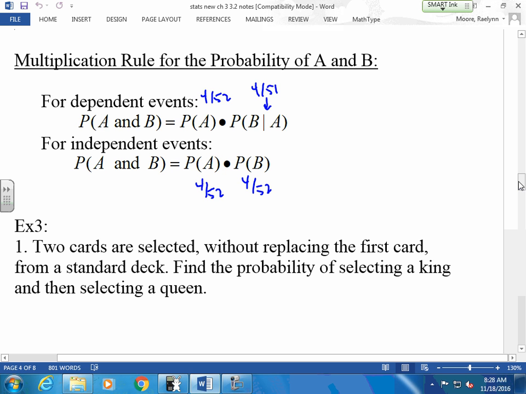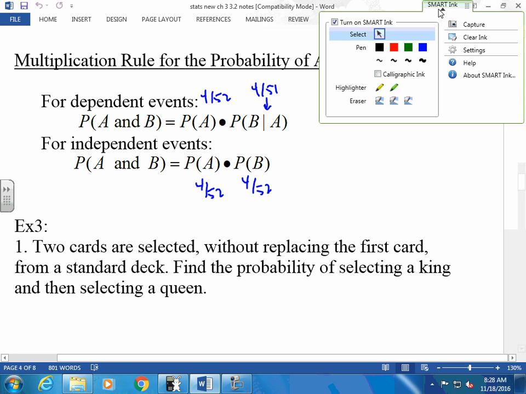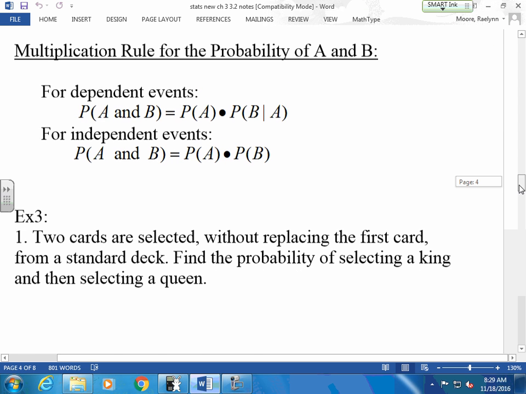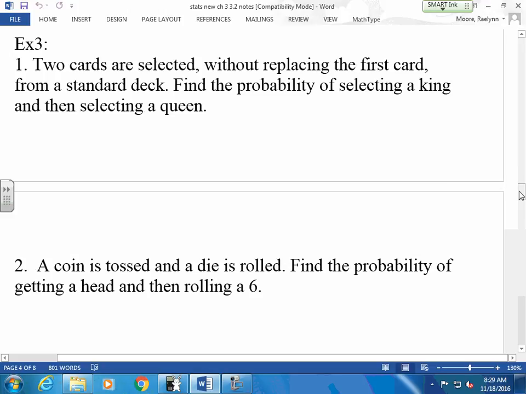Pulling the marbles out of your deck. So we're just going to use the multiplication rule. This is your multiplication rule when you do these. And since you put the probabilities in parentheses, usually when you put two things in parentheses like that, you multiply them. So two cards are selected without replacing.